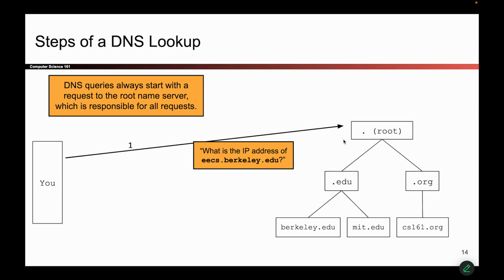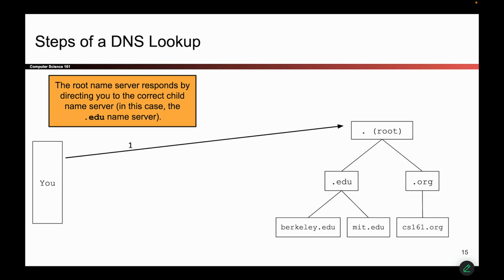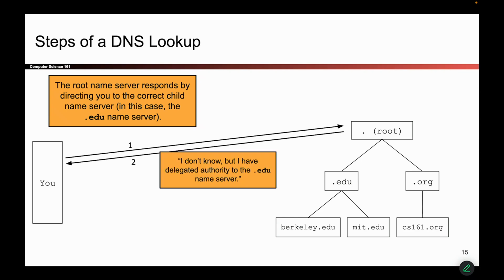So anyway, if we want to ask the root, we'll send them a question asking what's the IP address of eeks.berkeley.edu. And the root might reply with the answer, or it might reply by saying, I don't know this answer. But remember, if you don't know, you have to redirect to someone else who can help. And you'll usually redirect down the tree.